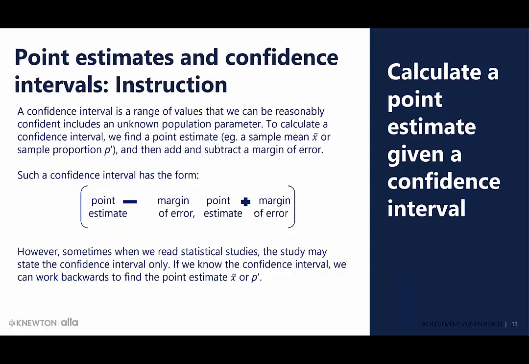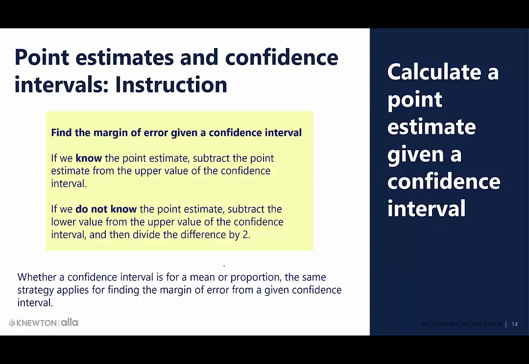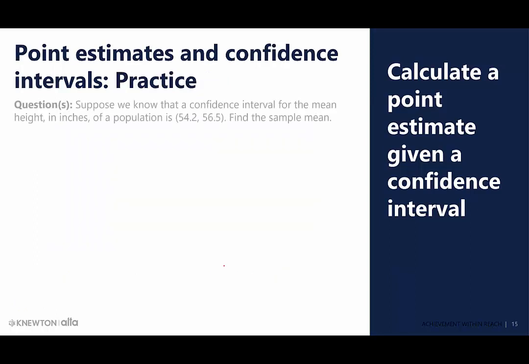So now we're going to get into examples where our job is to work backwards and see if we can get the point estimate. See if we can get x bar or the p prime. Here they're just reminding us again how to get a margin of error via a confidence interval, but I think that's a typo there. Here we go. Suppose we know that a confidence interval for the population mean height in inches of a population is once again between 54.2 and 56.5.